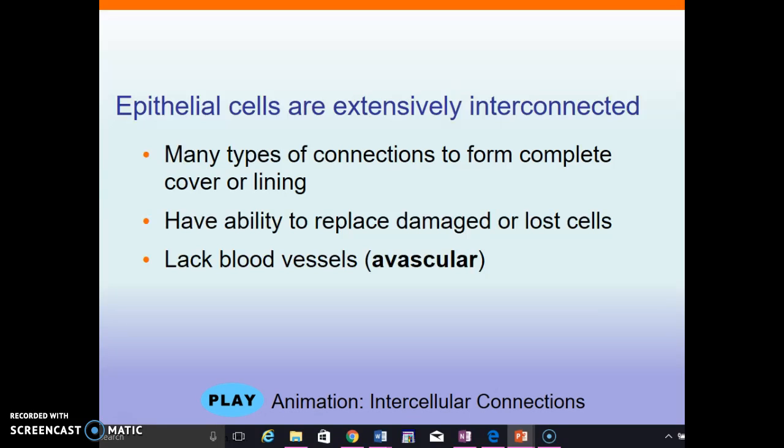Epithelial cells are connected to each other. There are many different types of connections to form a complete covering or lining. They can replace damaged or lost cells, and they lack blood vessels. They are avascular. This animation, intercellular connections, will be in Moodle.